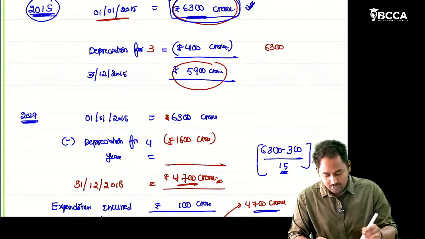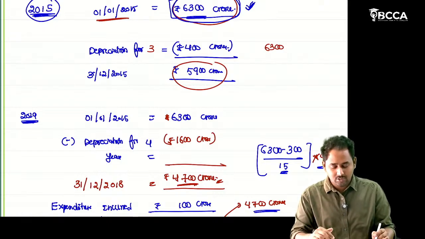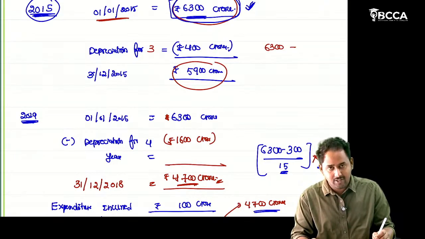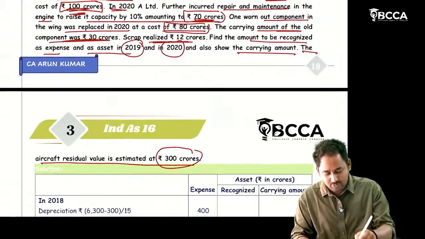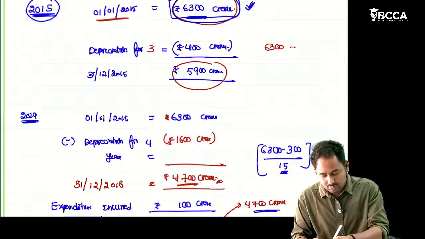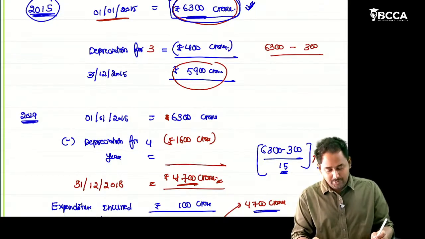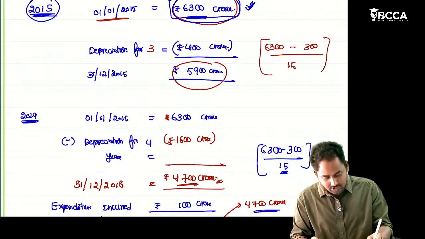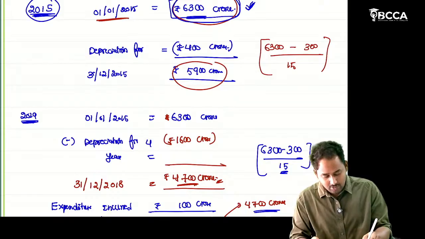So that is the formula, right? What is the depreciation formula? Opening carrying value after revaluation. There is no revaluation in this problem. Minus the expected residual value. What is the expected residual value? 300 crores. 300 minus, what is the expected useful life? 15 years. Then what is the depreciation per annum? 400 crores.